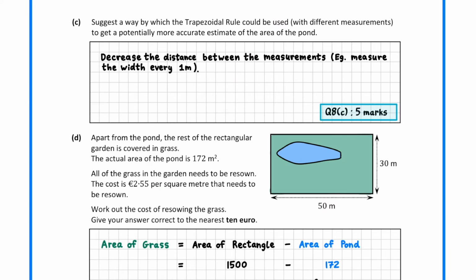In C, we must suggest a way in which we can get a more accurate estimate using the trapezoidal rule. One way to do this is to decrease the distance between measurements. For example, we could measure the width every 1 metre instead of every 3 metres.